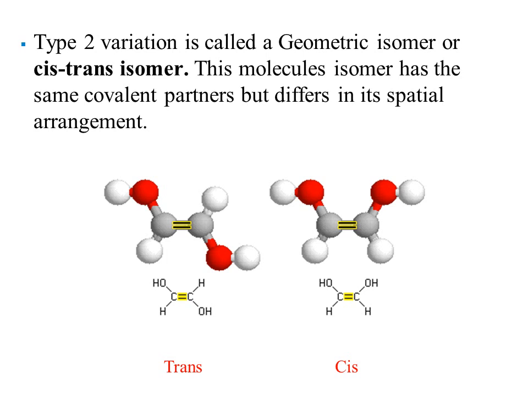Geometry is the study of shapes mathematically. So geometric is changing shapes. So the shape changes between the trans version and the cis version.